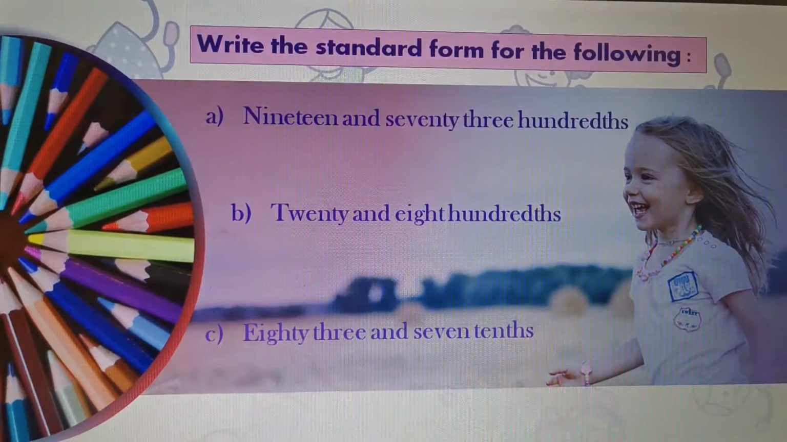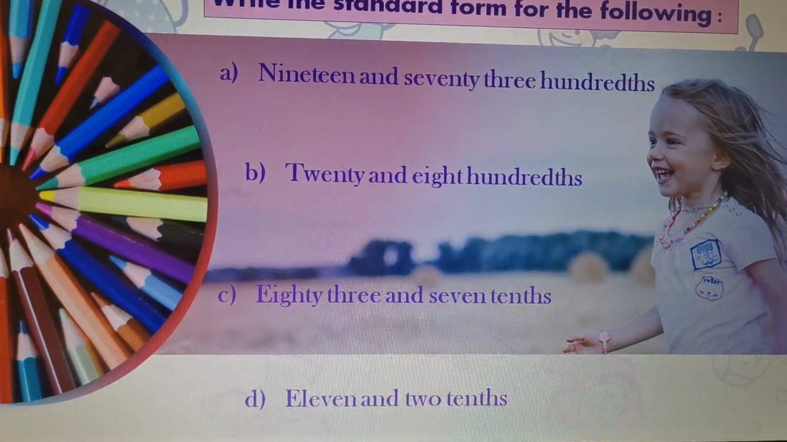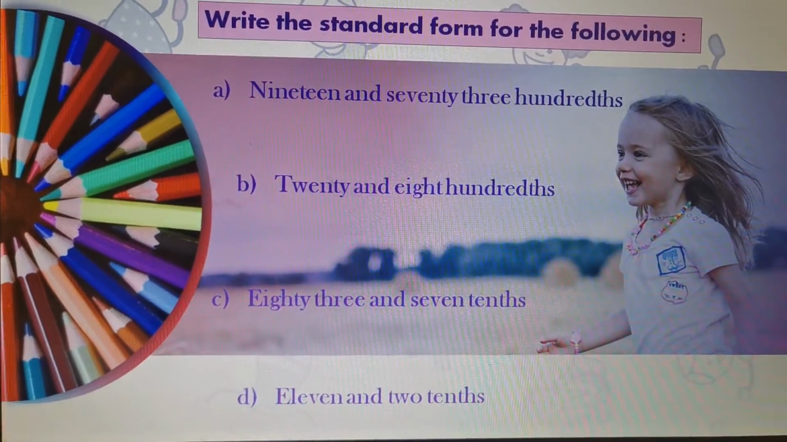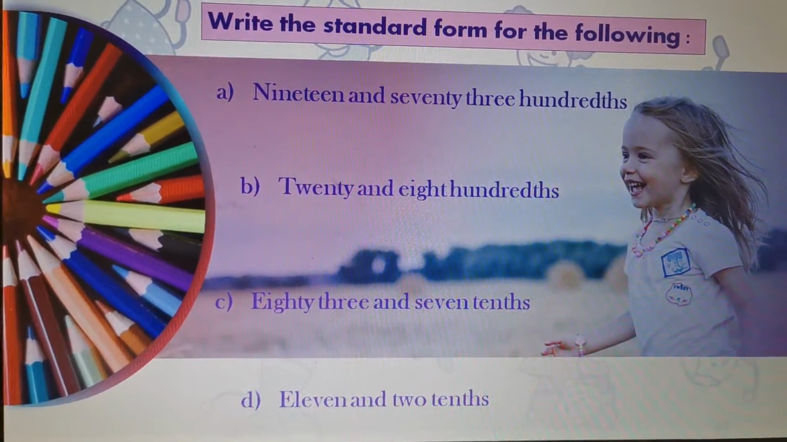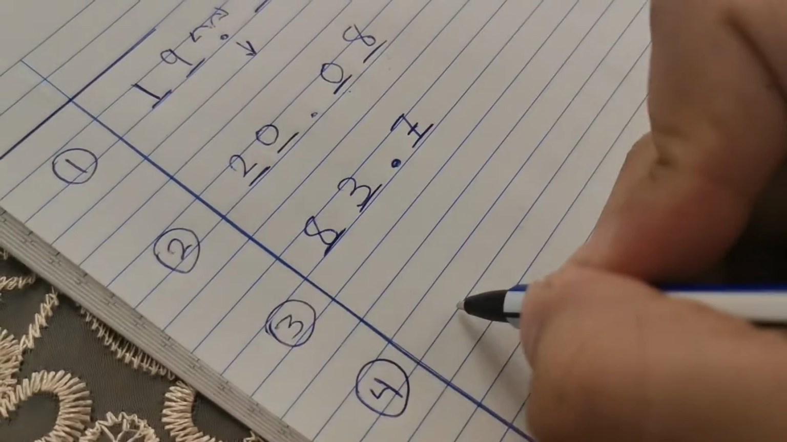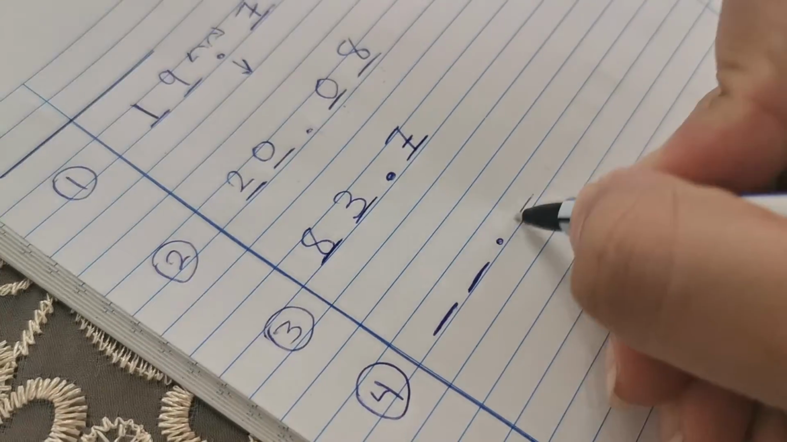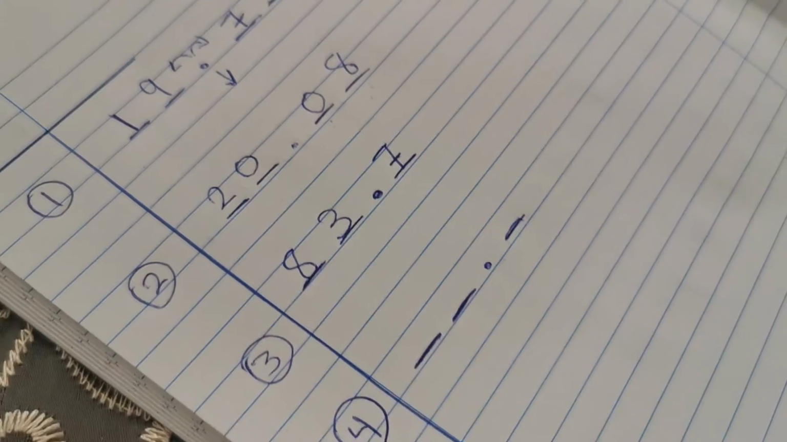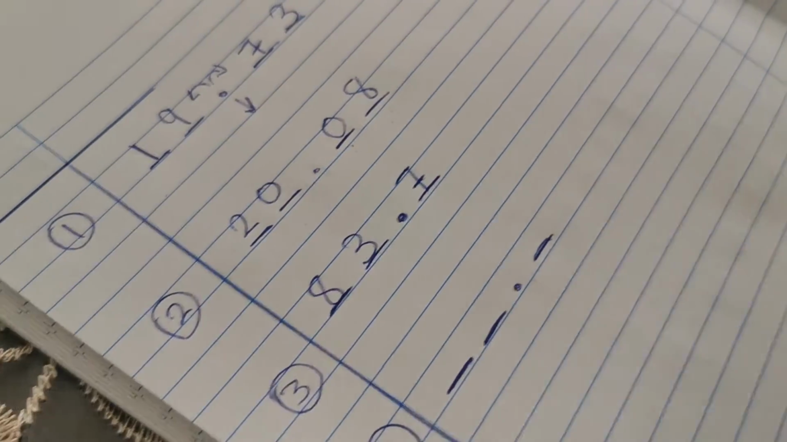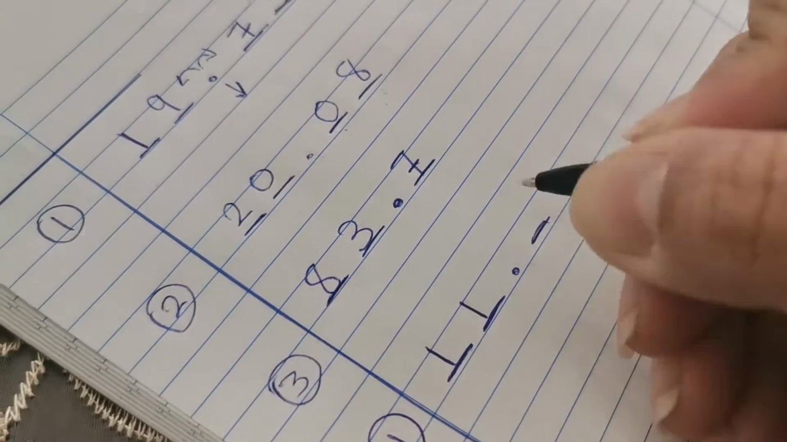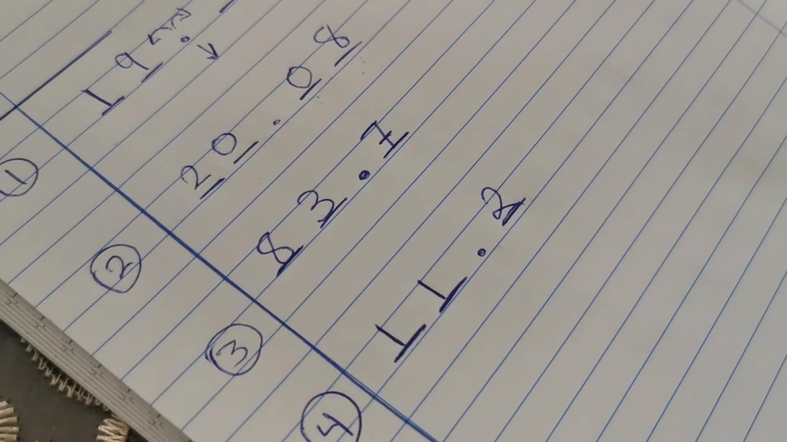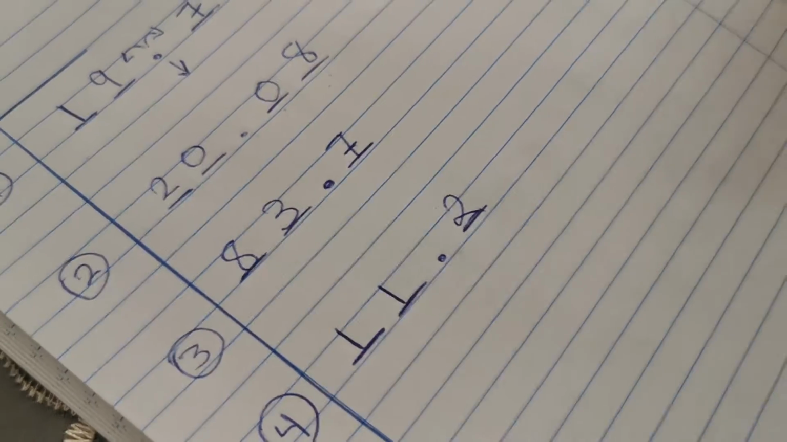Now, let's go to the last one. 11 and 2 tenths. So, again, we should write 2 lines, decimal point, 1 digit. Why? Because we have tenths. So, 11 and 2 tenths. Is it clear? Amazing.